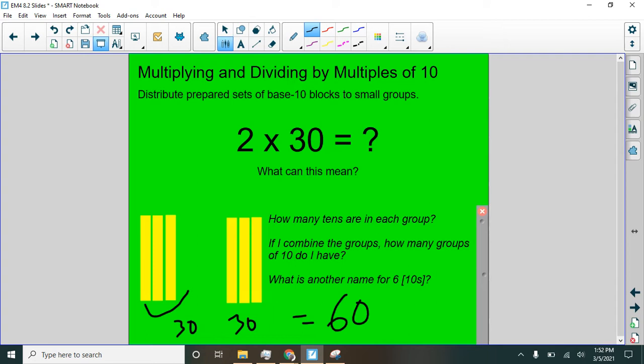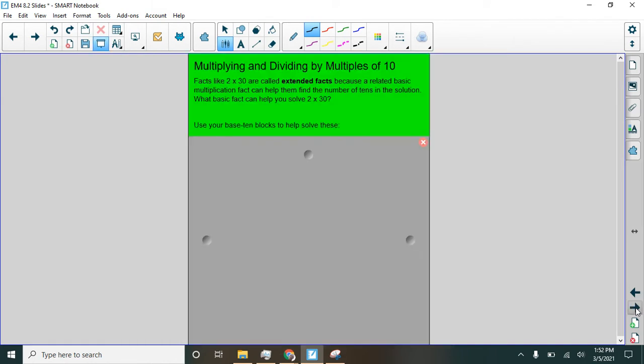All right, how do you feel about this so far? Check in with me. Yeah, I think you got it. Right? Well, let's do some more examples here, just in case you don't. These are called extended facts, okay? Because a related basic multiplication fact can help you find the number of tens in the solution. So we're going to work through how this would work.